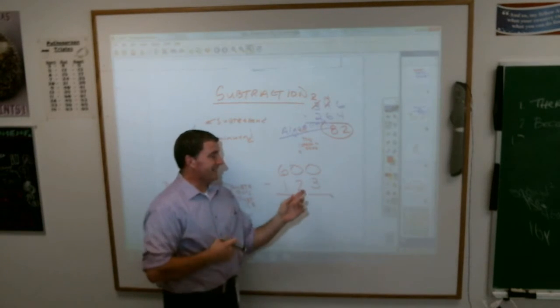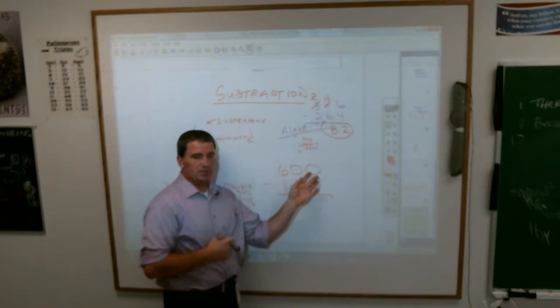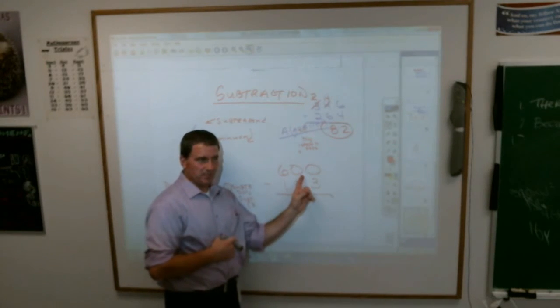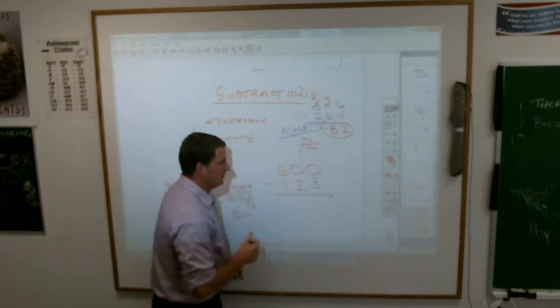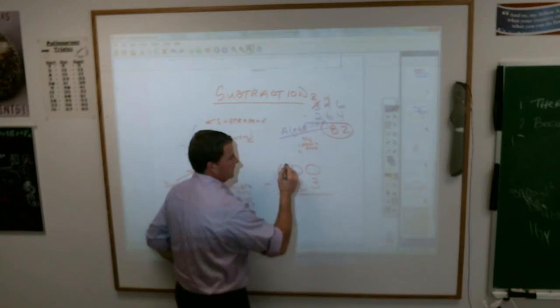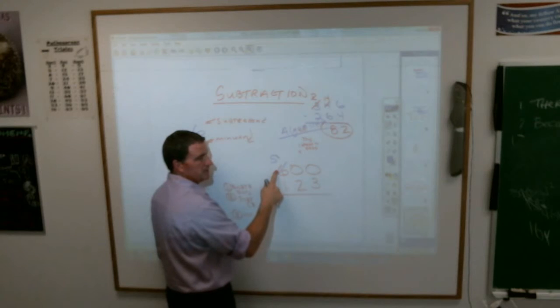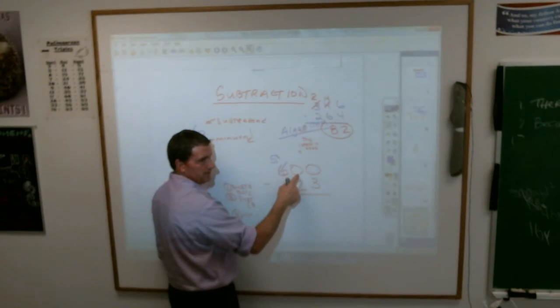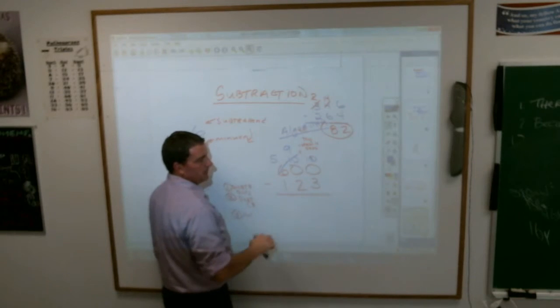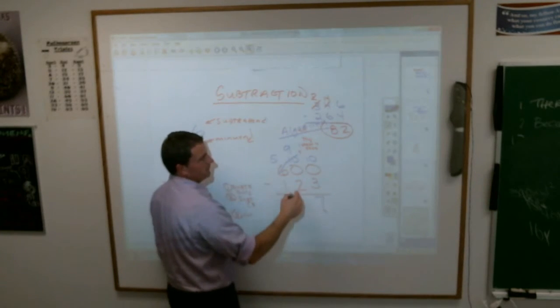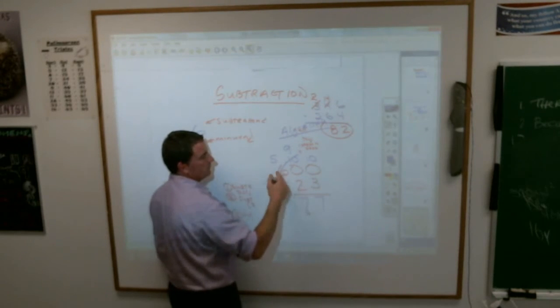Starting with the ones column, I can't take 3 from 0, so I do have to borrow. But I can't borrow from the tens place, so I have to go all the way and borrow from the hundreds place. When I do that, just like before, I'm going to cross off the 6. When I cross that off, I have to add 10 to the tens place, and that becomes a 10. Now I can borrow for the ones place from that 10, so it crosses off and becomes a 9, and then this one becomes a 10. And now you can take 3 from 10, that's 7, 2 from 9 is 7, 4 from 5 is 4.